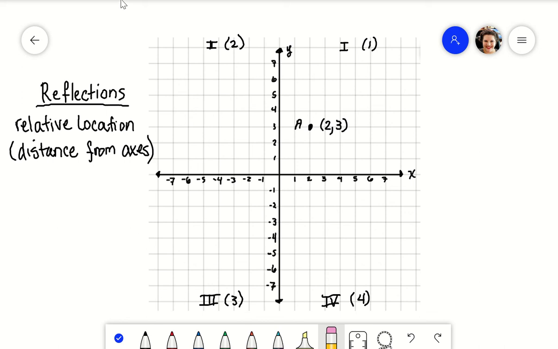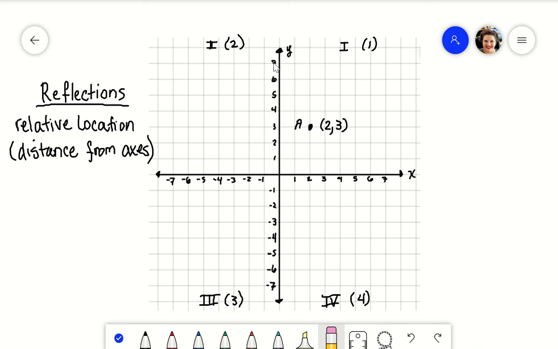We're going to take a look at reflections. And the key with reflections is what we call relative location, which is your distance from the axes. So I'm going to start with point A, which is at (2, 3), and it's in quadrant 1. You really need to know your quadrants because the rules for coordinates with reflections and rotations have to do with which quadrant you're in.